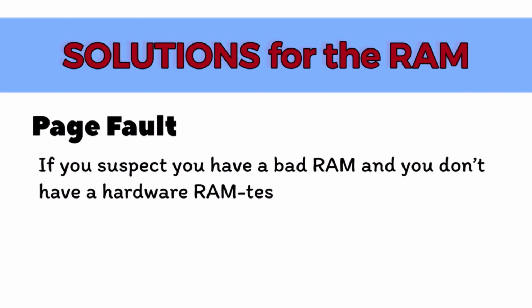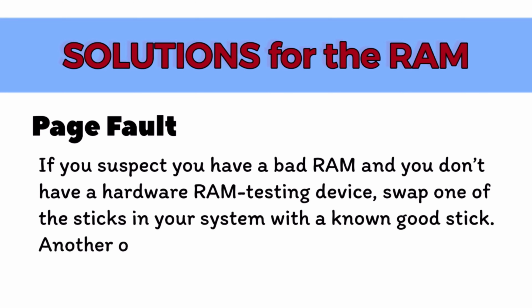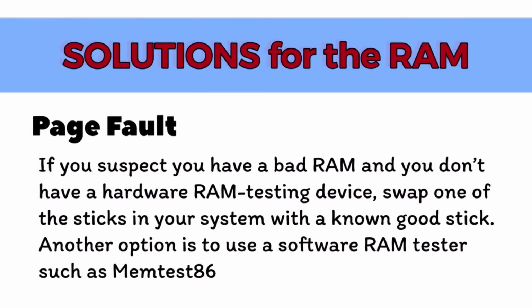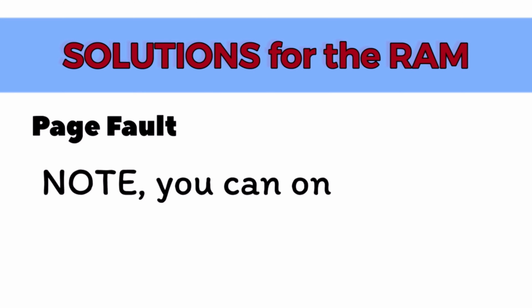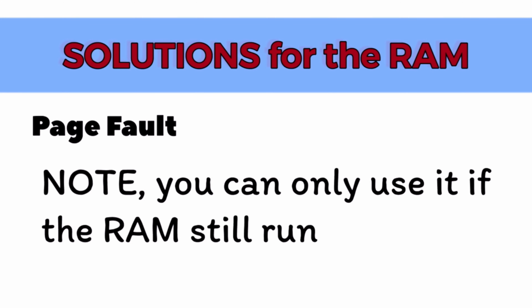If you suspect you have a bad RAM and you don't have any hardware RAM testing device, swap one stick in your system with a known good stick. Another option is to use software RAM testers such as MemTest86. Note, you can only use it if the RAM still runs. That's all. Thank you.